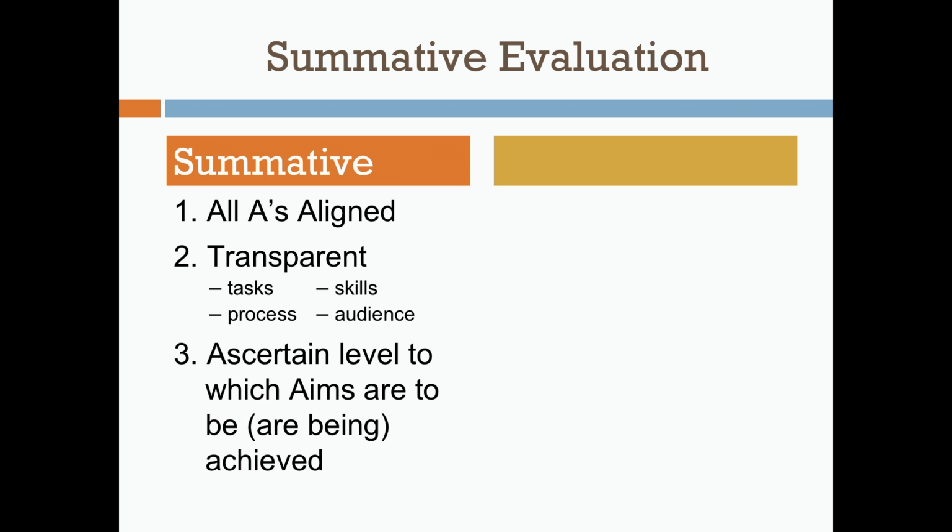So when we think about summative, the things to think about are that all the A's are aligned: the aims, the activities, the assessments aligned with the atmosphere, the place in which the learning is happening. That you're transparent when you set out the assignment descriptions. What are the tasks that students need to complete? What skills are you expecting them to use? Is there a process involved with this? Who will be in that process with them?